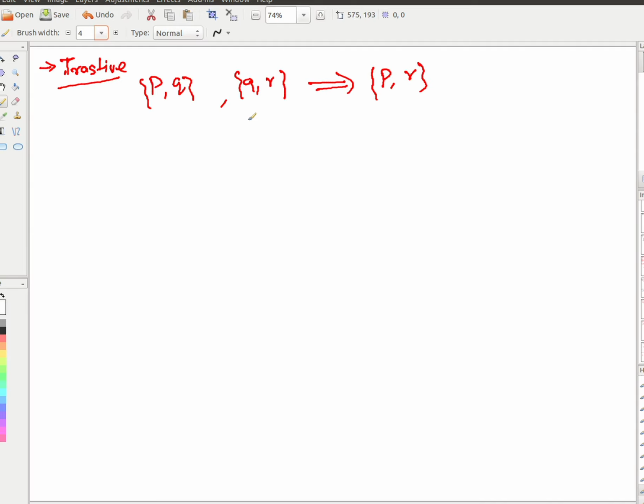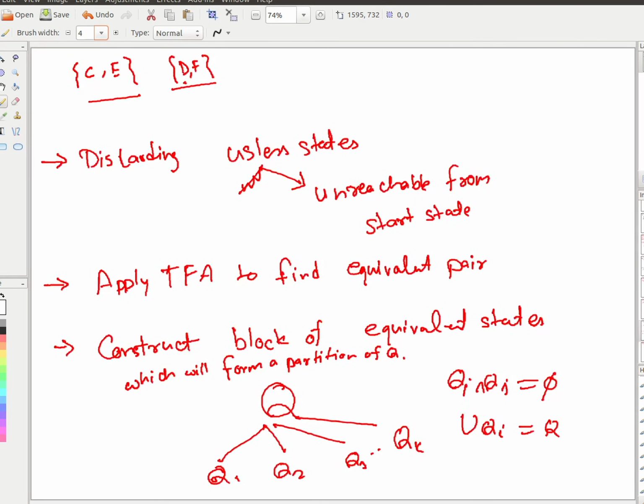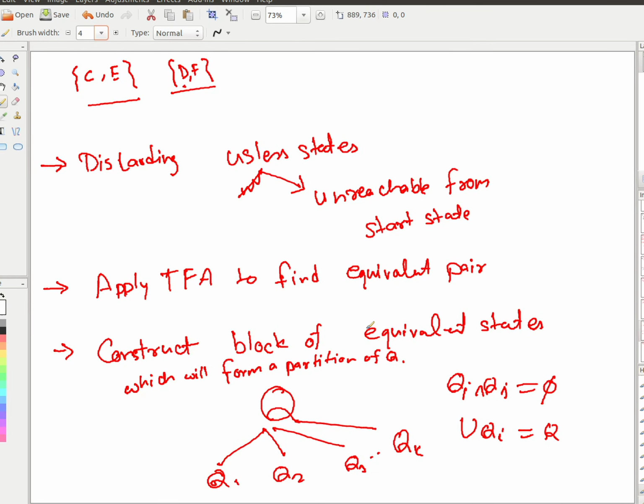The third point, construction of blocks of equivalent sets. Altogether what we are saying is that based on the equivalence of states, we can place all the equivalent states in a set and that will form a partition, right? So basically all the equivalence of one type are placed in Q1, all the equivalence of the other type placed in Q2, all the equivalence of another type placed in Q3 and likewise. For example, we got two equivalent sets right here, others are not equivalent.